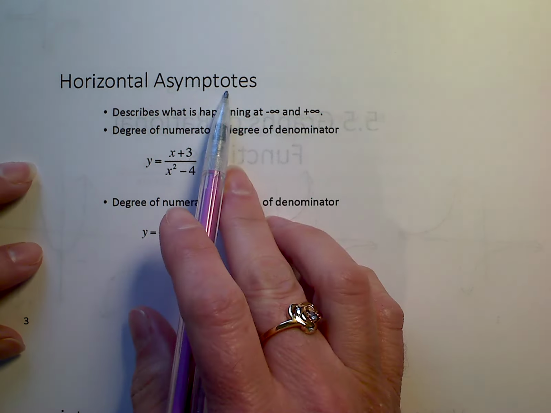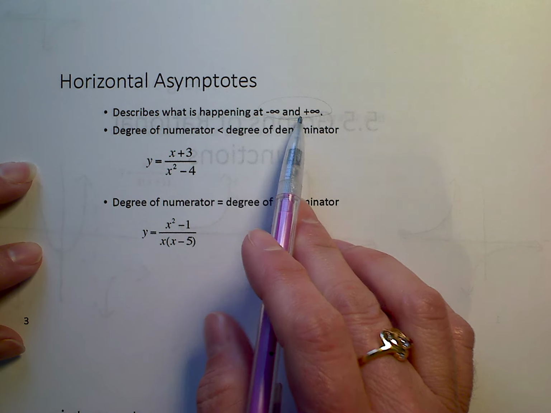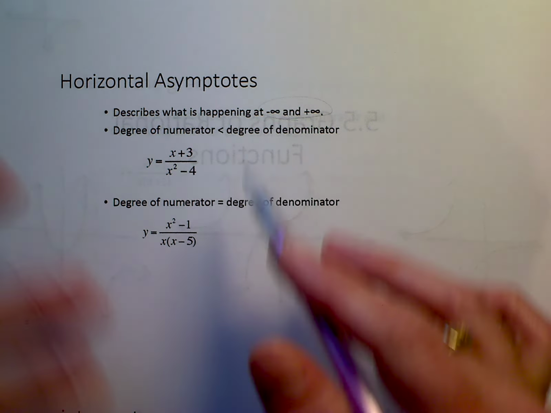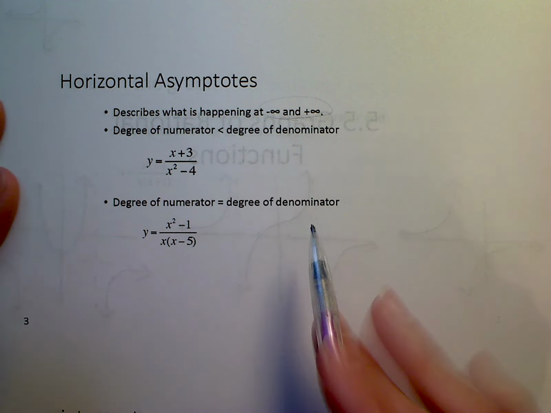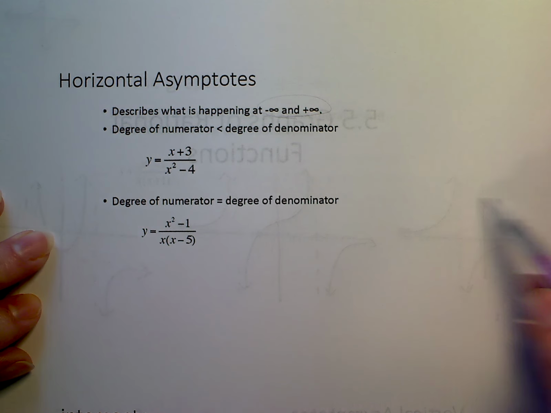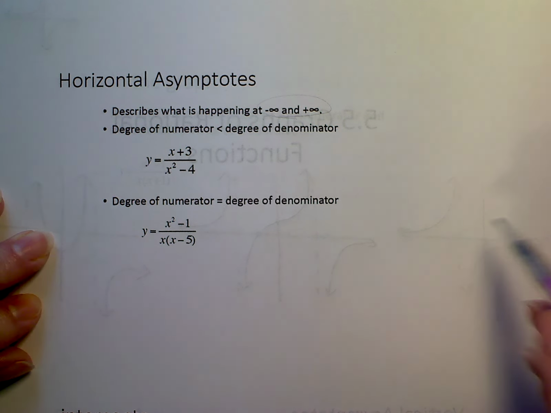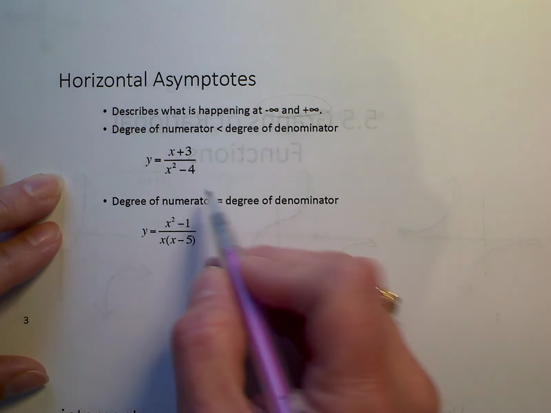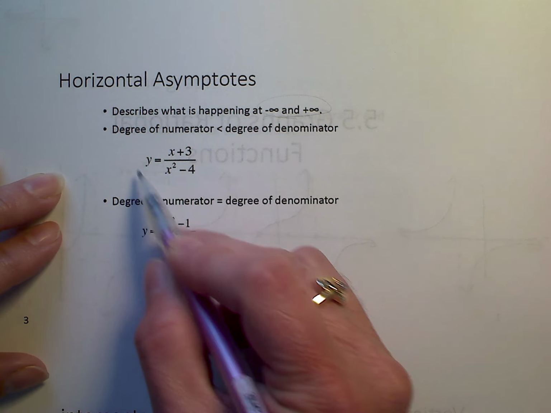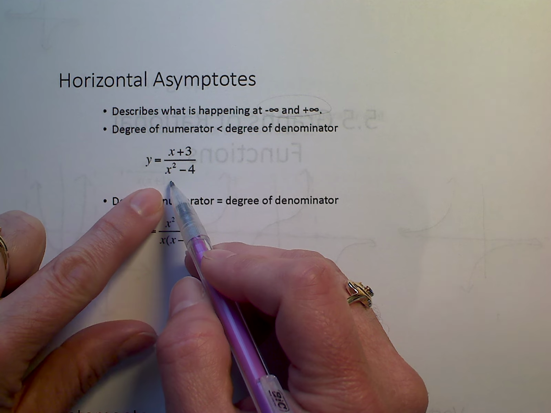Alright, horizontal asymptotes are really describing what's happening at the ends. In the middle you have all the curves and all the things happening. It's shooting out to infinity. At the end, though, when it starts getting really big, it's going to approach a value, and so it looks like a horizontal line. This is all about what's happening here as x gets really, really large.